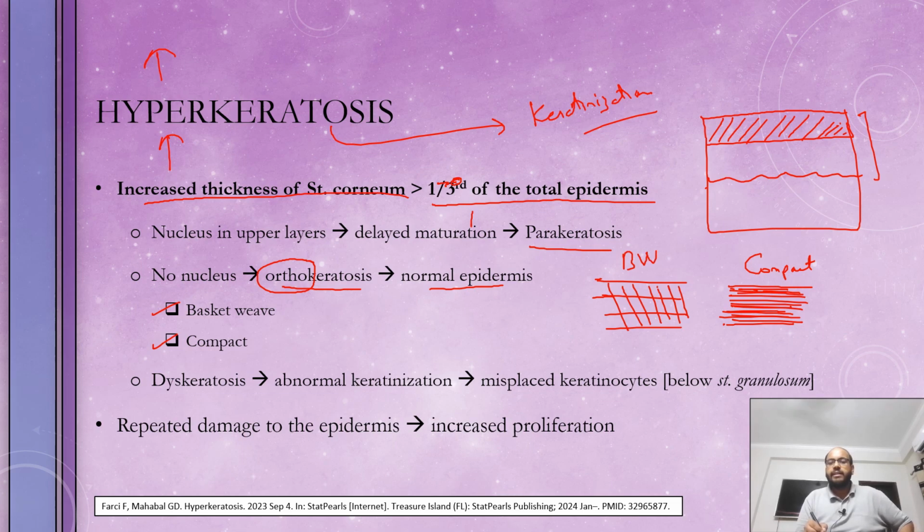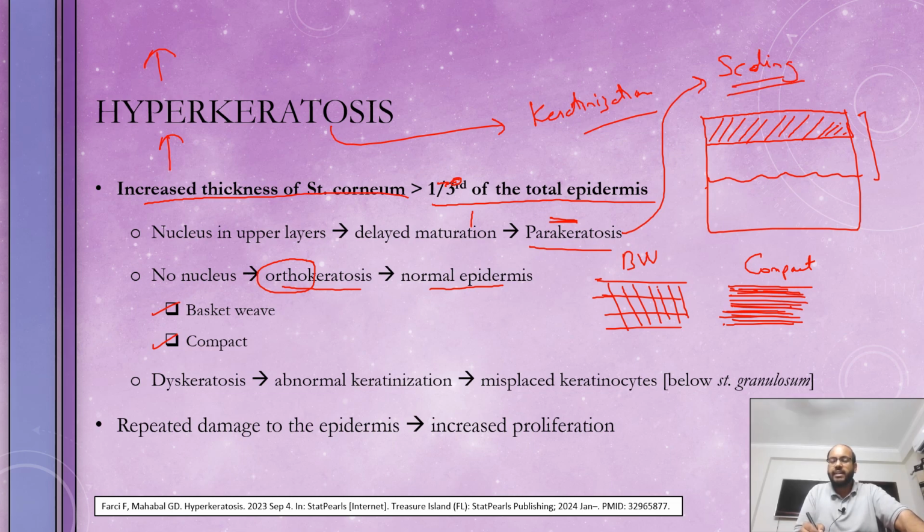Okay. The second type of hyperkeratosis is parakeratosis. In parakeratosis, what happens is there is delayed maturation. So when the cell moves from the basal layer to the upper layers, as it matures, it will lose its nucleus, it will lose its organelles. But in case of parakeratosis, that has not happened. So you will see nucleus in the upper layers. So if you see nucleus in the cells of stratum corneum, it is parakeratosis. And parakeratosis clinically presents as scaling.